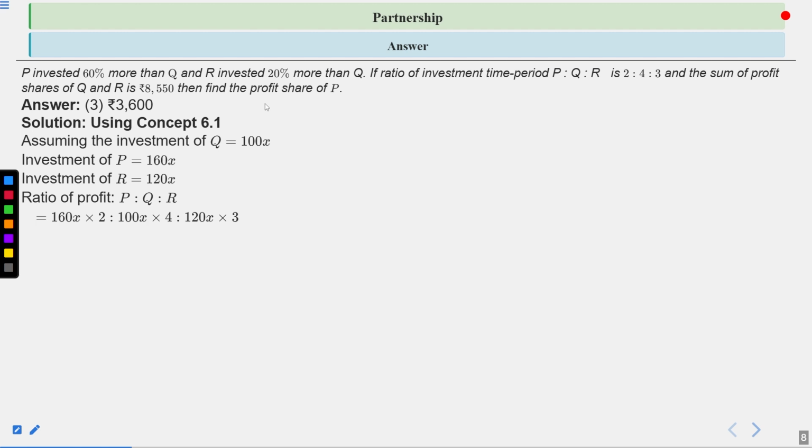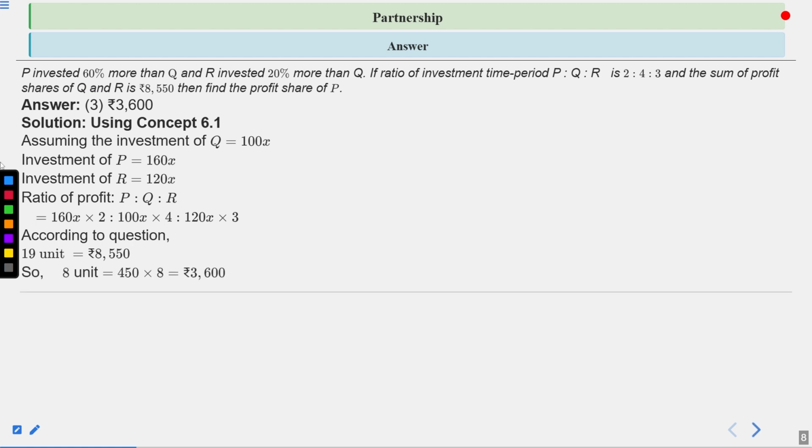Now we can simplify it. So according to the question, these 19 units are given, which is equal to 8,550 rupees, which is the total share of Q and R. Now what will be the value of the total? So what is the value of 8 units, which is the profit share of P.